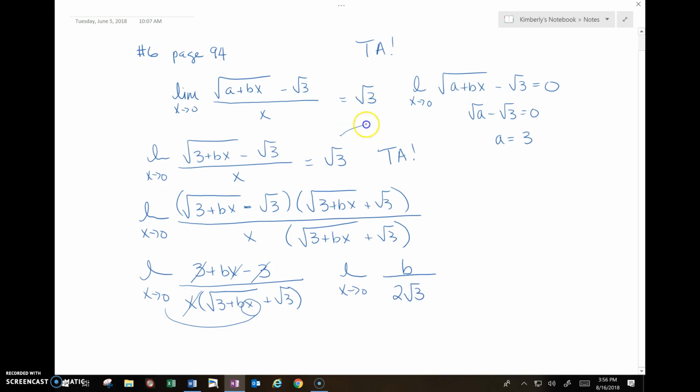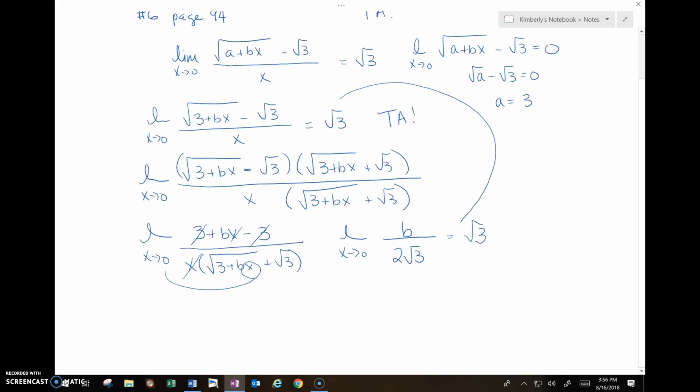And if you remember, we're solving for b, so this limit equals root 3. Cross multiply. We've actually taken the limit, so I'm going to erase that, and I get b equals 6. So my answer is b equals 6 and a equals 3, and I know this was kind of a tough problem, and I hope it helps.